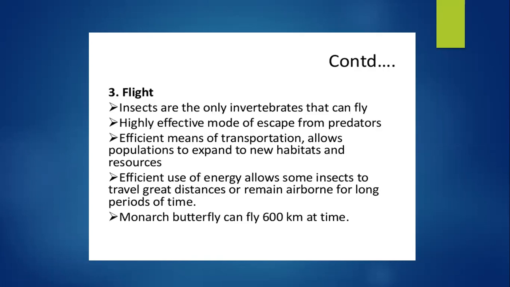Now most of the insects which fly for longer distances are arboreal in habitat, because they efficiently use energy through the wings, which helps in the mode of flight. Their wings are developed in such a way that they are adapted to the aerial mode of life. For example, the monarch butterfly can fly about 600 kilometers at a time without stopping. Such is the efficiency of the flight mechanism seen in certain kinds of insects.